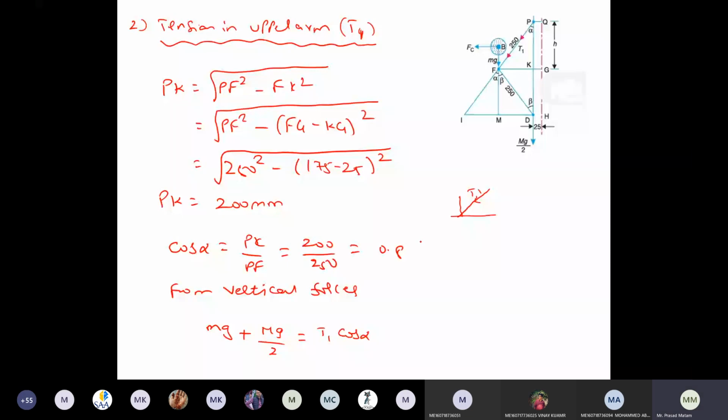What is m into g? Mass of the ball, how much do we have? 3.2 kg into 9.81. What is the central load we have? 25 kg, into 9.81 by 2. That is equal to T1 into what is alpha we got? Cos alpha is nothing but 0.8. Straight away I will write cos alpha as 0.8.